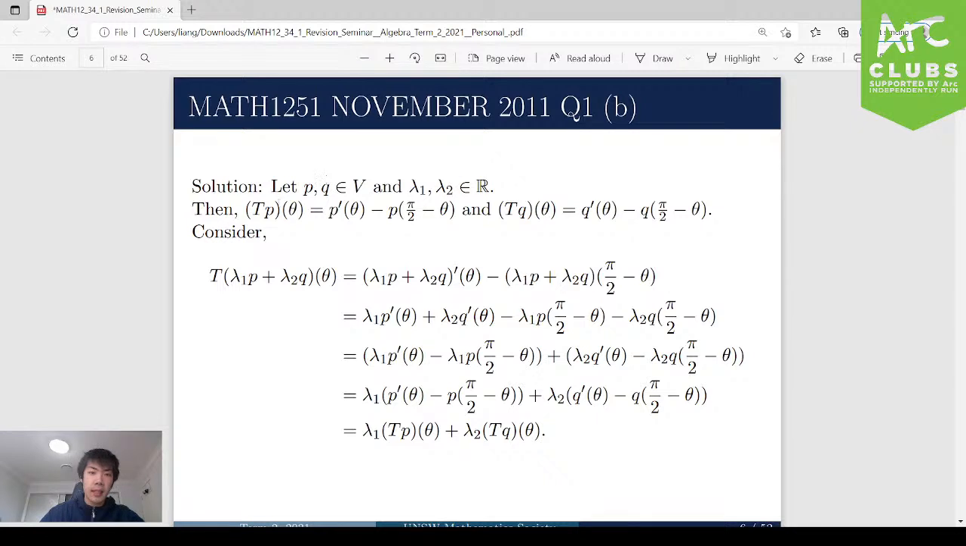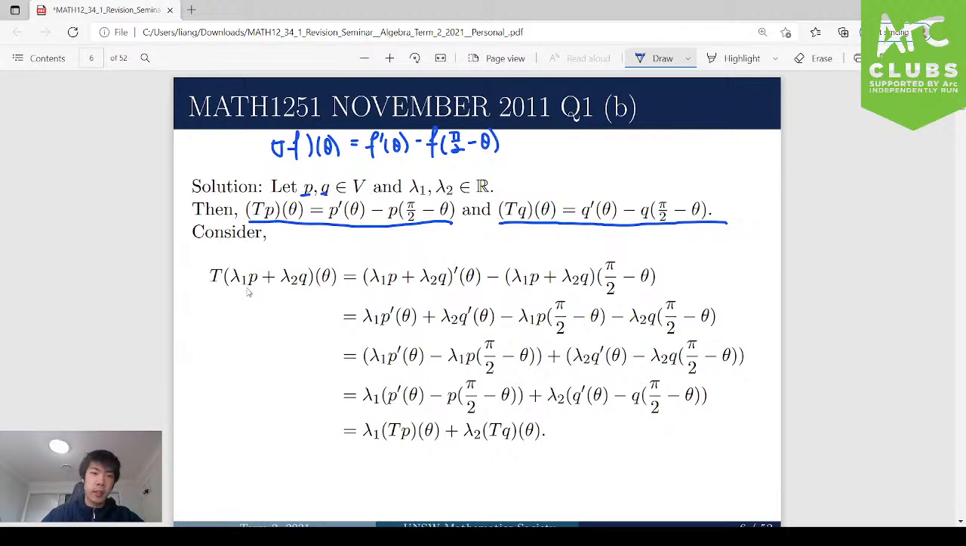Then what that implies is that Tp theta equals P dash theta minus P pi on 2 minus theta. This just comes from the definition of T f theta, f dash theta minus f of pi on 2 minus theta. So really here we're just replacing f with p, and similarly here we're replacing f with q. In my first line I'm just stating what it means for p and q to be in this domain V. Then consider the linear combination of p and q composed of the scalars lambda 1 and lambda 2. If we have this, then again, we replace this entire thing for f.